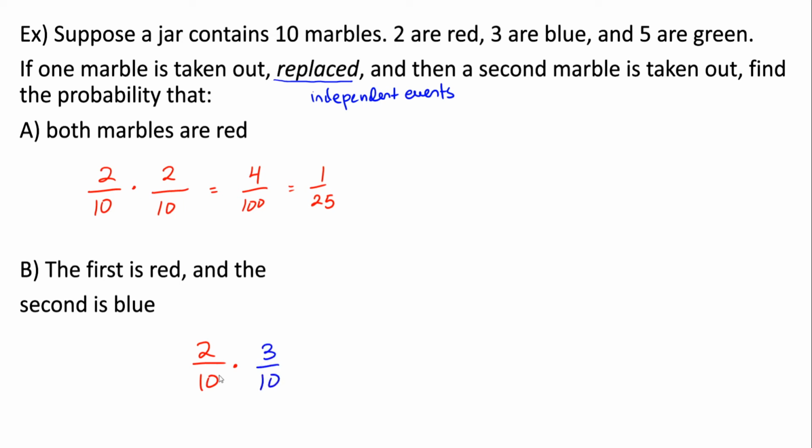Because we replaced the first marble, there's still 10 marbles in the jar, and because we didn't have anything to do with any of the blue marbles, and we put everything back in, there's still 3 blue marbles in the jar. So we multiply these together, we end up getting 6 out of 100, or 3 out of 50.